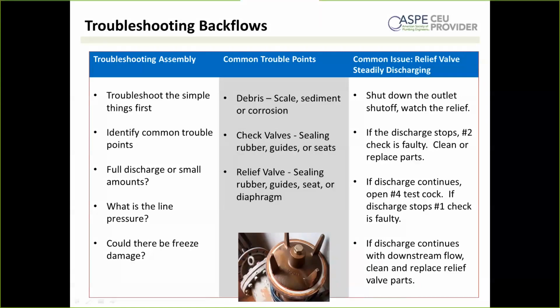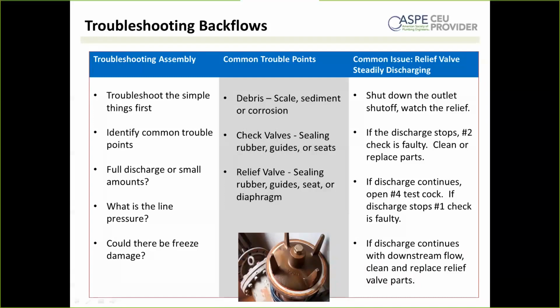So you go through all of this, you shut down the outlet shutoff, you open the number 4 test cock, you create more flow than the relief valve is discharging and nothing is helping, it is probably the relief valve itself. Relief valves do get fouled just like first and second checks. Again, that first check getting fouled is by far the most common failure mode, but it does happen.